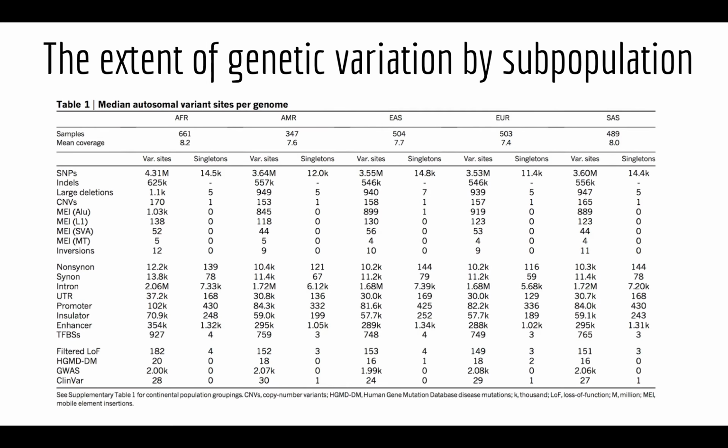Okay, so here are the numbers. This is basically table form of the previous slide. We're not going to walk through this slide, mercifully, but all I want to show you is the numbers here. People of broadly African ancestry have 4.3 million single nucleotide polymorphisms and about 625,000 insertion deletion polymorphisms on average. And if you compare that to Europeans, much less genetic diversity, 3.5 million on average and 546,000 indels on average.